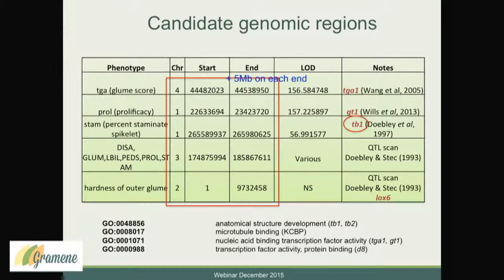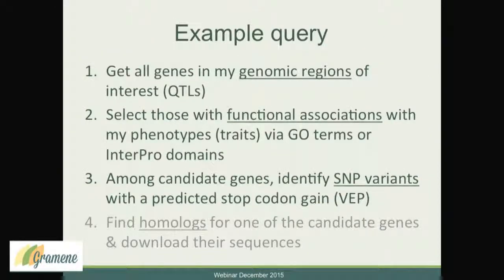Okay, so basically this is the format that I'm going to present, and if we have enough time, I will use the TB1, Teosinte branch 1 gene, to demo how to find the homologs. So again, just to remind you, first we're looking for genomic regions. Second, we are using functional associations to narrow down a subset of interesting genes that could be associated with the phenotypes of interest. Third, I'm going to identify SNP variants with a predicted gain stop codon. If we get in time, we will find homologs.